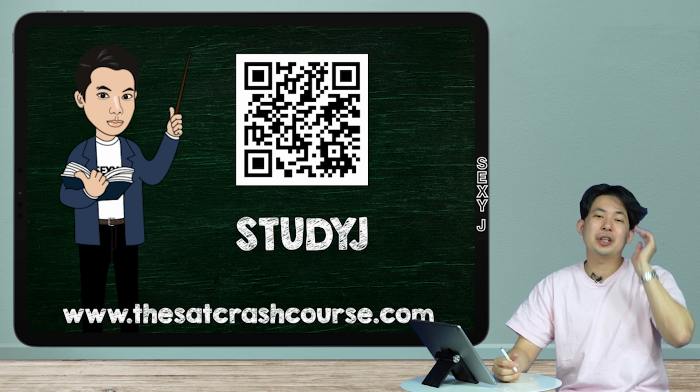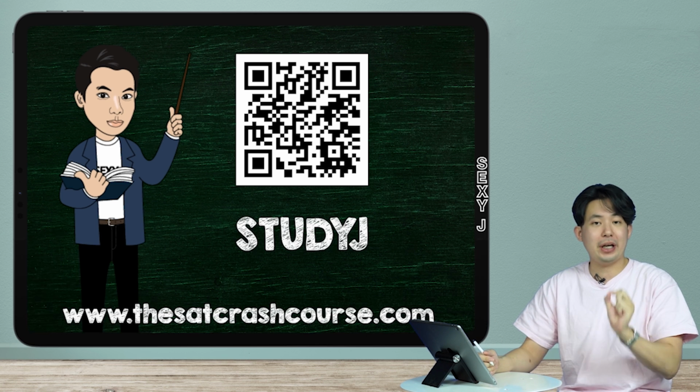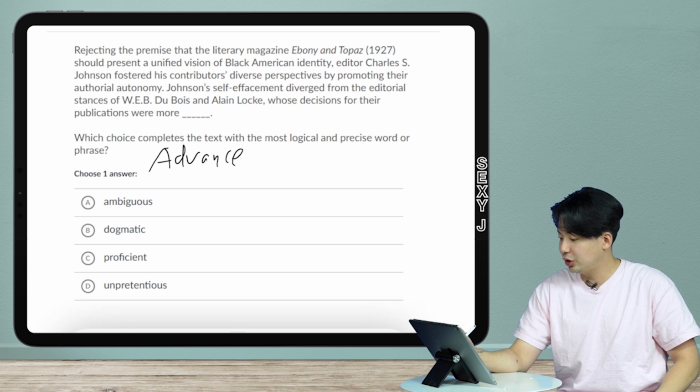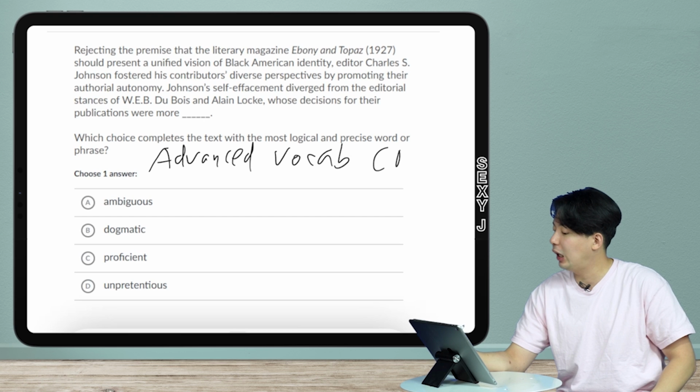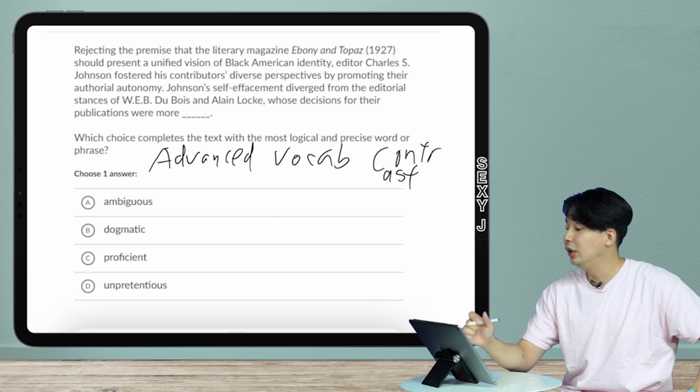Hi, Sexy J. Quick and dirty time on digital SAT. As promised, a continuation of the vocab patterns and strategies. So today's is the advanced vocab, okay? But that by itself doesn't really give you an idea of how to approach it, okay? Advanced vocab contrast. Excuse the handwriting, as always, okay?